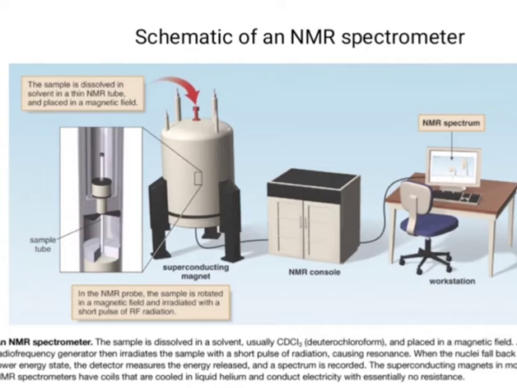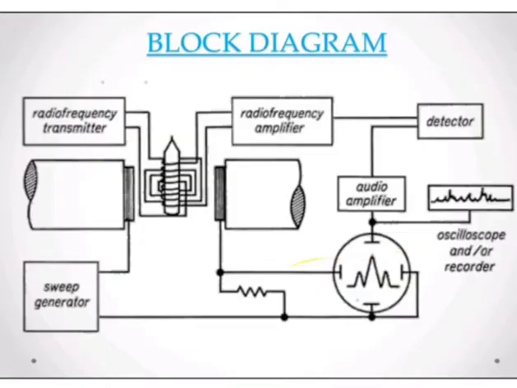Now we are going to see a block diagram of the same instrument. Here is first a radio frequency transmitter, meaning an RF source. Then here is a radio frequency amplifier, meaning the signal is enhanced. Then there is a detector, then an audio amplifier, and lastly we get a spectrum. And here is an oscilloscope or a recorder. This is the instrumentation. This one is our sample. Here two magnets are kept. These magnets are superconducting magnets. The same diagram is here.